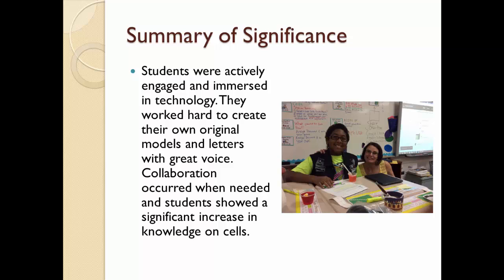I saw a very big increase in the knowledge of cells. Prior to the lesson, not one student knew any parts of a cell, and after the lesson, the students could tell me about all 4 major parts under the South Carolina standards and what each cell's parts functions were. This lesson was highly engaging and worked very well in our classroom.